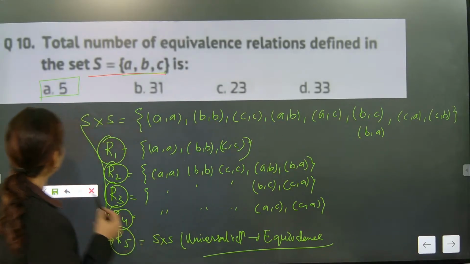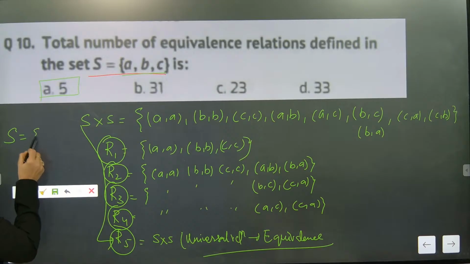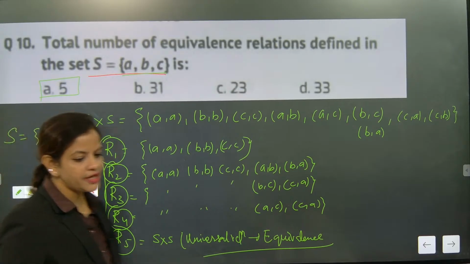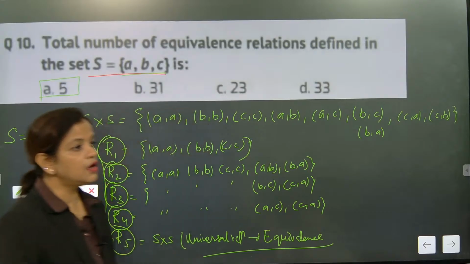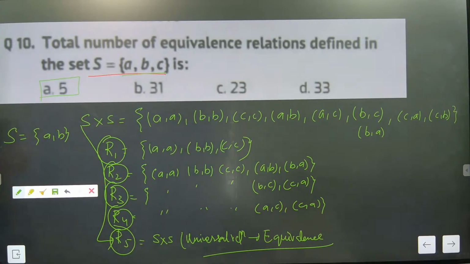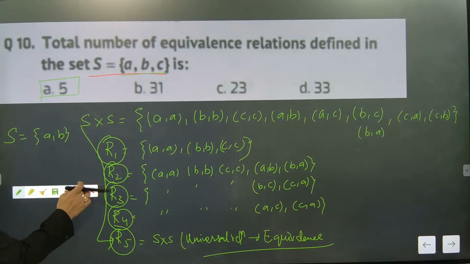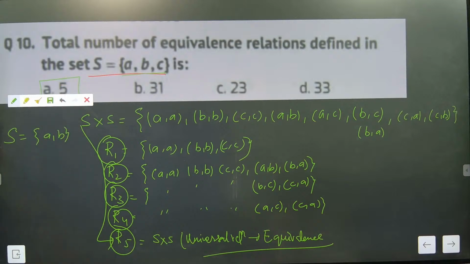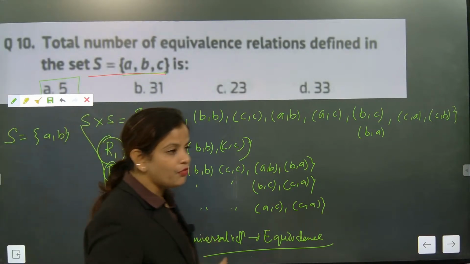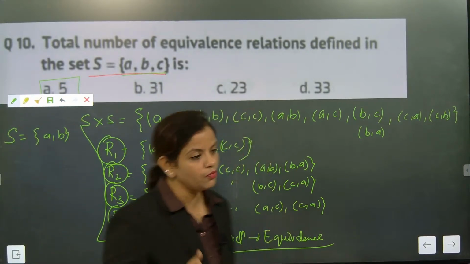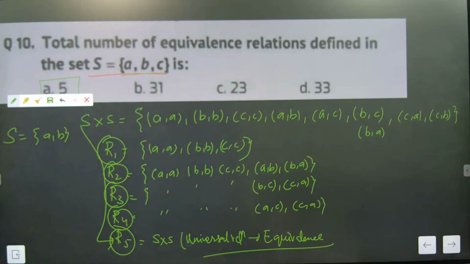But if S is having only 2 elements, then how many equivalence relations? Only 2. Wait, we will solve this one also. Because maximum they will ask for 3; 4 will take more time. So a set having 3 elements: how many equivalence relations possible? 5. A set having 2 elements?